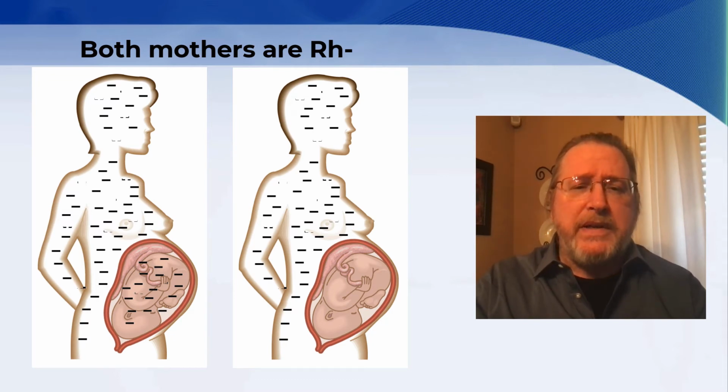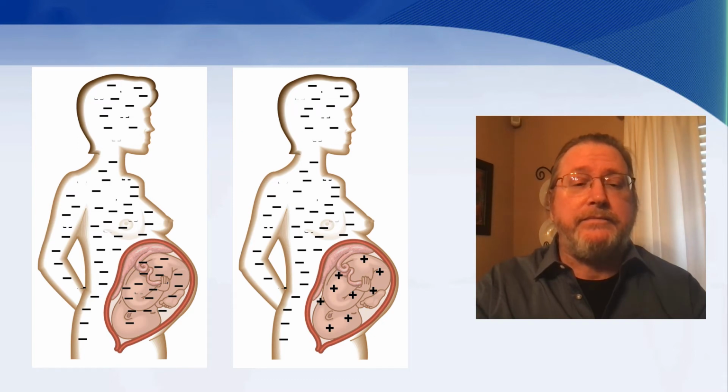The woman on the right is having her first Rh positive child. Red blood cells are too large to pass from the baby to the mother through the placenta. So at this point, she has not been exposed to the D antigen.